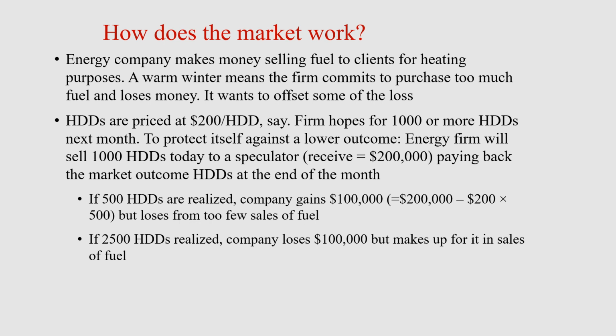So if 500 heating degree days are realized, the company gains $100,000. So $200,000, which it receives, but it pays back 200 times 500. But it loses from too few sales of fuel. So it gains 100,000, but it loses because it doesn't sell enough fuel. If 2,500 heating degree days are realized, the company loses $100,000, but makes up for it in sales of the fuel. Remember, the 2,500, we subtract from it the 2,000.